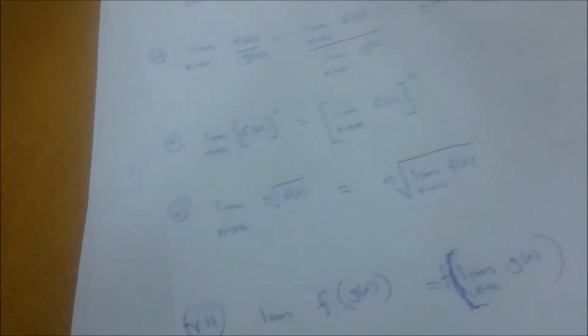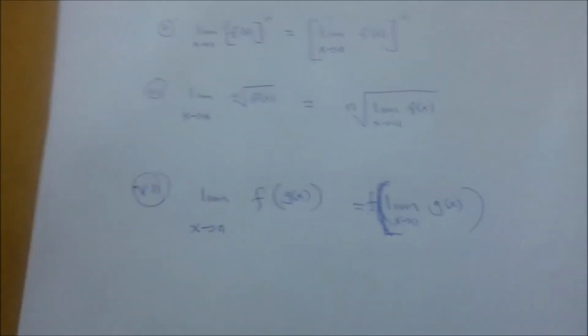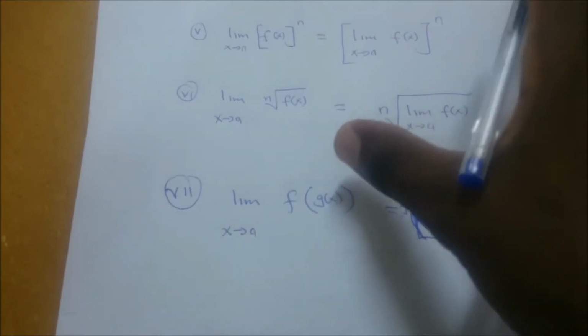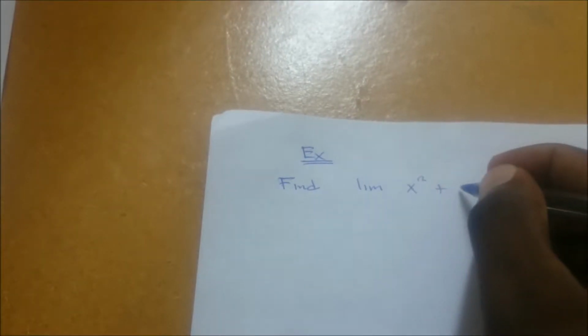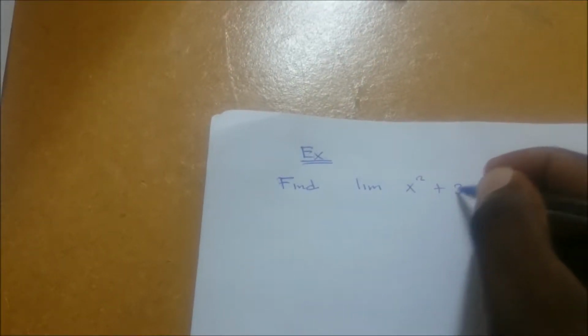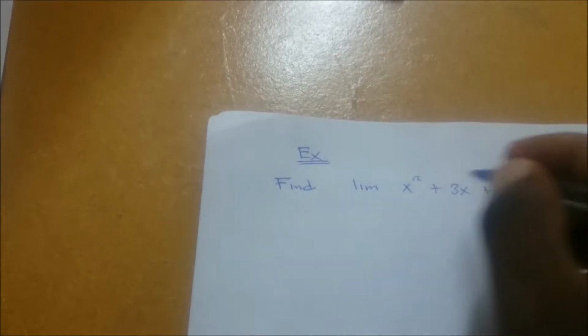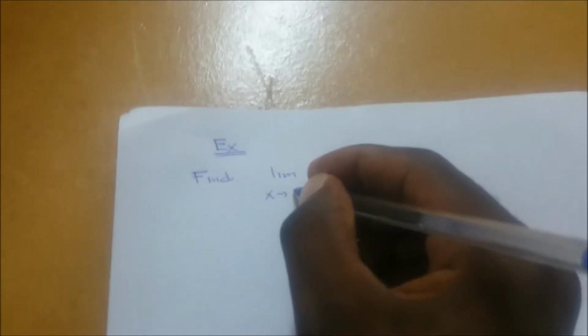So now I'm going to show you some examples where we are going to use these properties. So example 1. We are saying find the limit of x squared plus, let me say, 3x plus 5 as x is approaching 3.